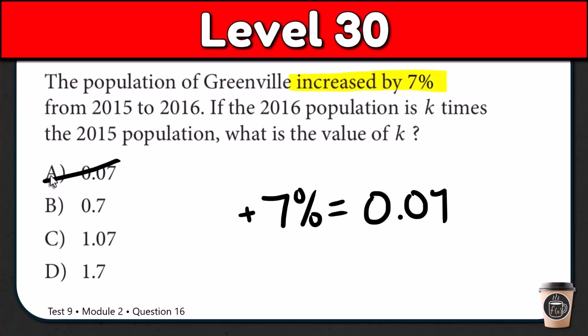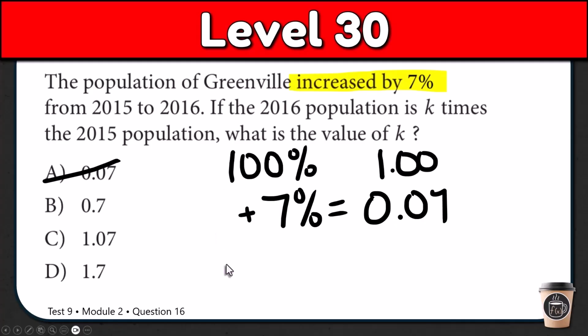Because if you multiply something times 0.07, you actually get a smaller answer. What you're getting is the amount of new people. If you want to know how many people you have now, you have to make sure you add on the 100% you started with. So we're going to add these two together, and you're going to get 1.07.